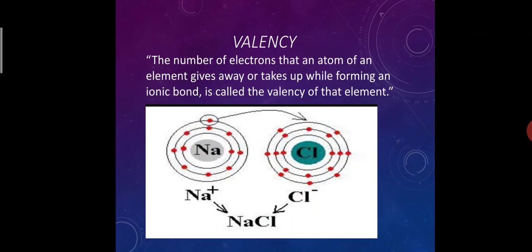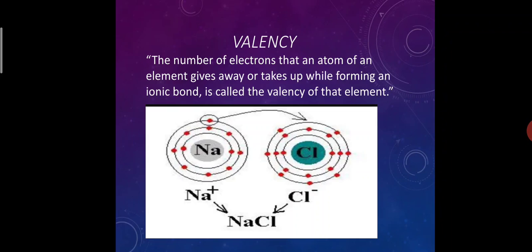Let us understand the definition of valency. From the diagram given below, we can see that a sodium atom gives away one electron and a cation of sodium is formed. Hence, the valency of sodium is 1. A chlorine atom takes up one electron and forms an anion of chlorine, that is chloride, and thus the valency of chlorine is 1. After the give and take of electrons is over, the electronic configuration of both the resulting ions has a complete octet.